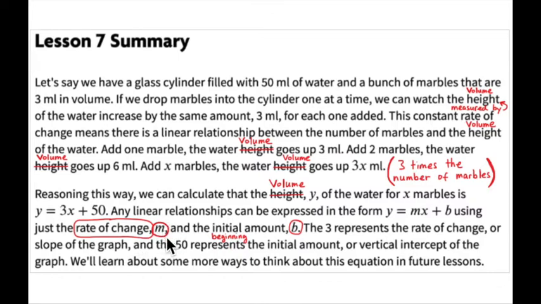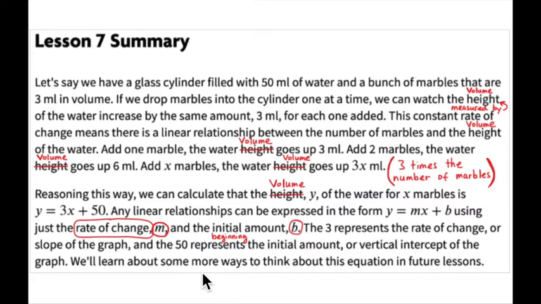So one question is, why use m for the rate of change? The rate of change was 3 milliliters for each marble that was added. So that's the rate of change, 3 milliliters per marble. And the initial or beginning amount, that's going to be this b, is where we start. The 3 represents the rate of change or the slope of the graph, and the 50 represents the initial or beginning amount, or vertical intercept of the graph.